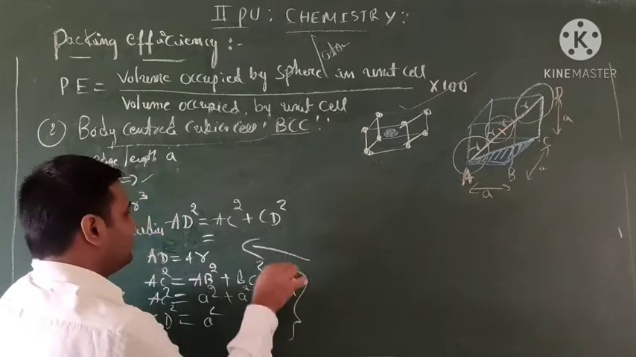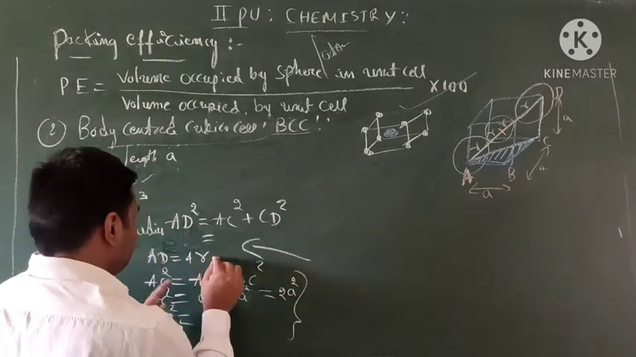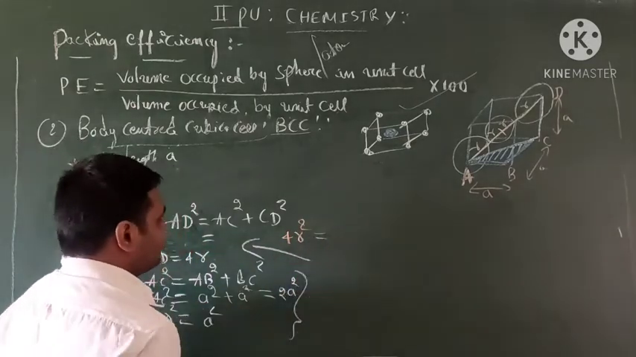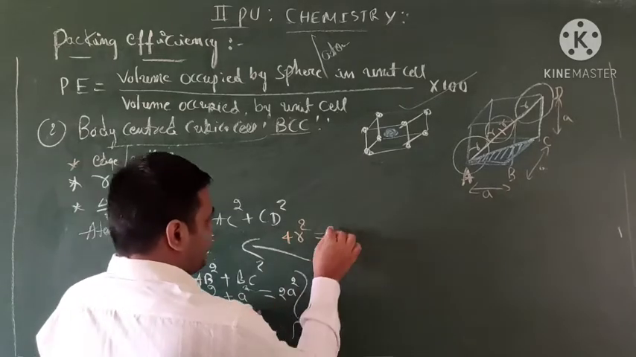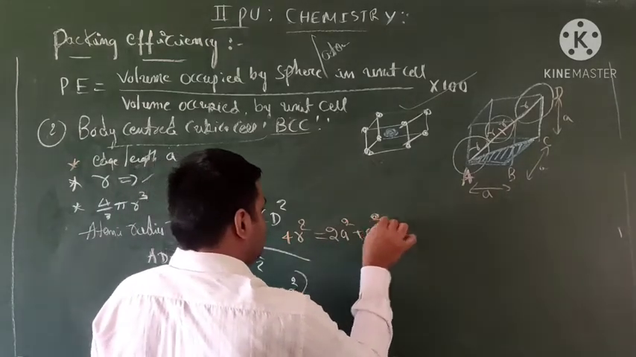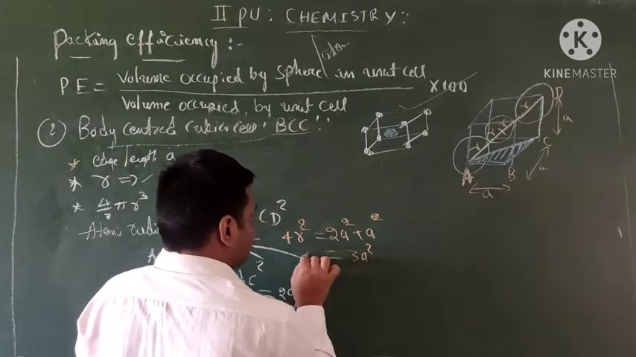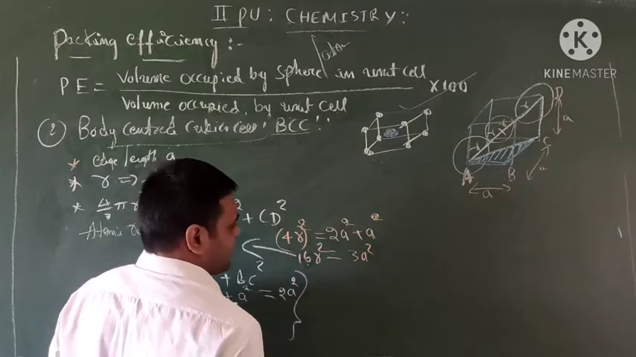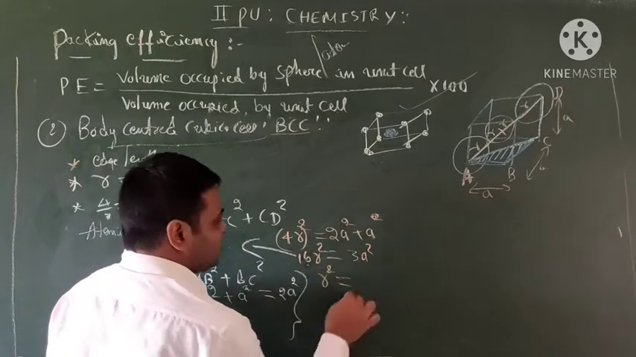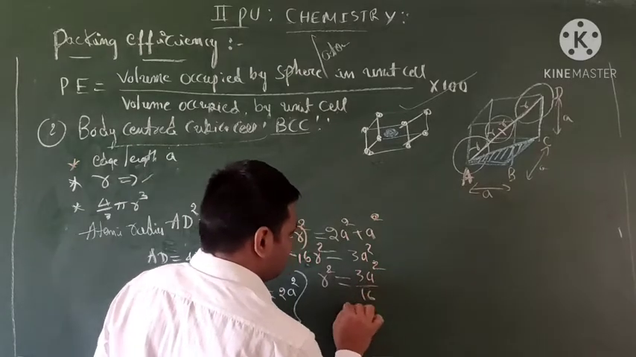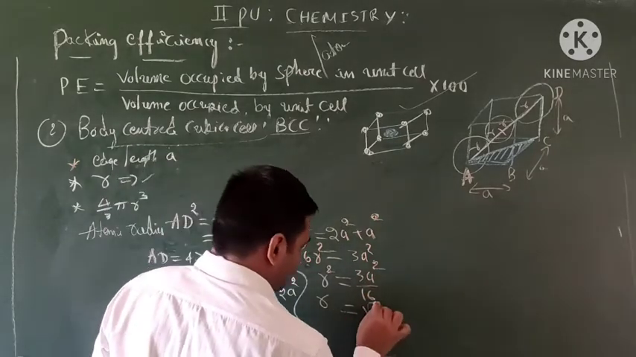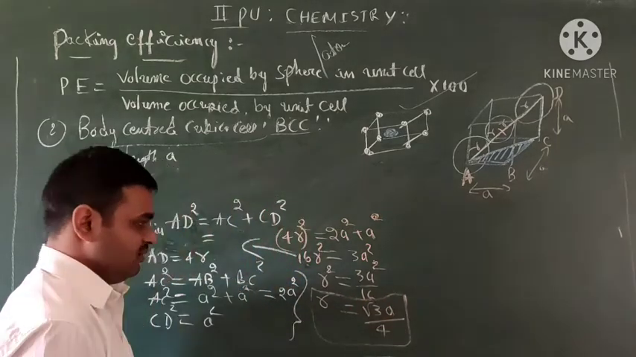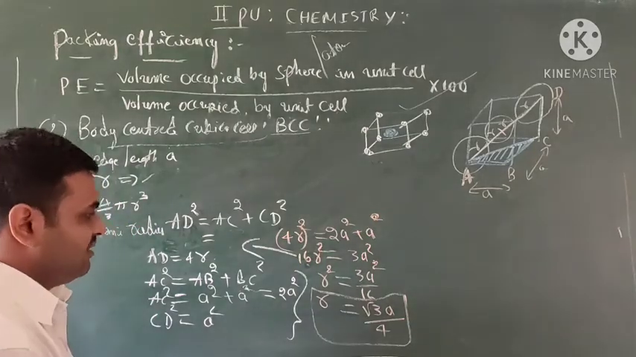Substitute all those in the equation. AD means 4r, so AD square is 4r square, which is 16r square. AC square plus CD square means 2a square plus a square, which is 3a square. So 16r square is equal to 3a square, and r square is equal to 3a square divided by 16. So r is equal to root 3 a divided by 4.